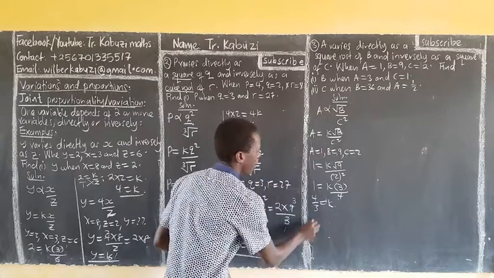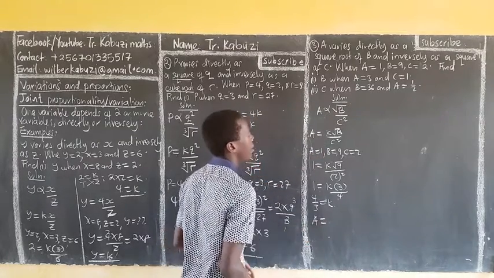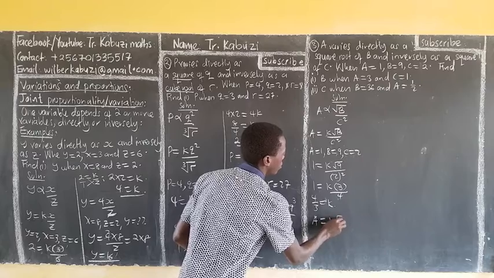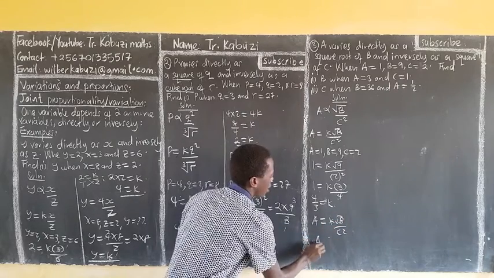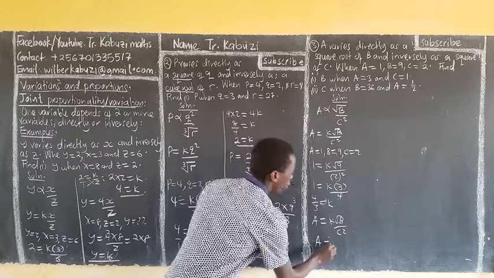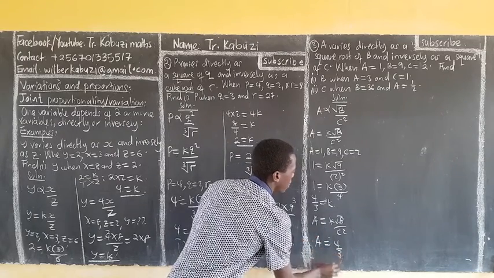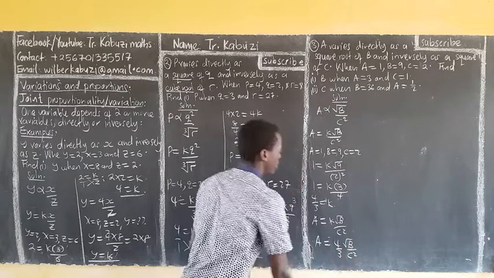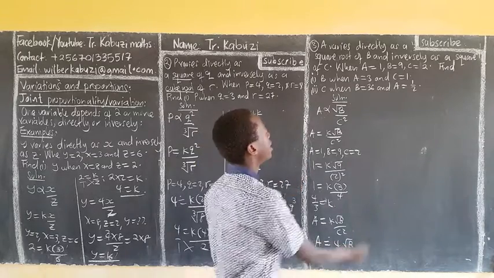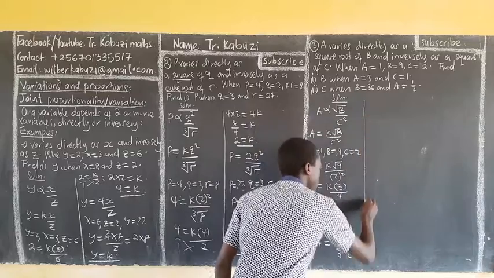Rewriting it again, my a will be k root b over c squared. Rewrite your k. So my k is 4 over 3, then root b over c squared. As simple as that. Then you start answering the questions.